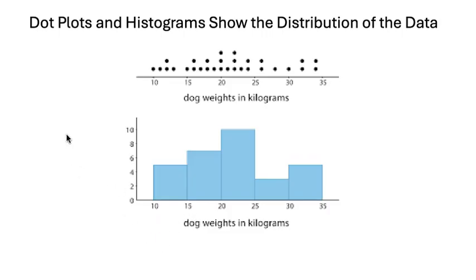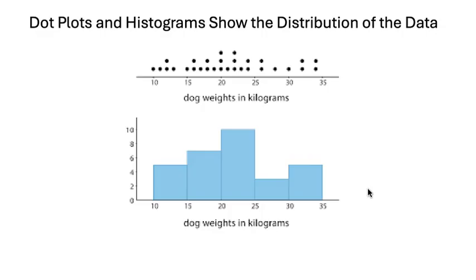Neither graph is necessarily better, but they do different things. For instance, the dot plot shows us that 2 dogs weigh 34 pounds. The histogram does not show this information because these 2 dogs are lumped together with dogs of other weights in the interval between 30 and 35.